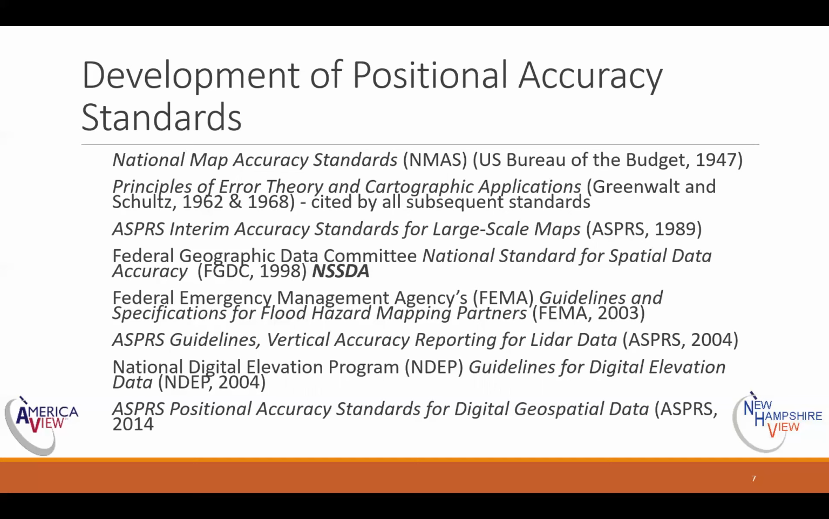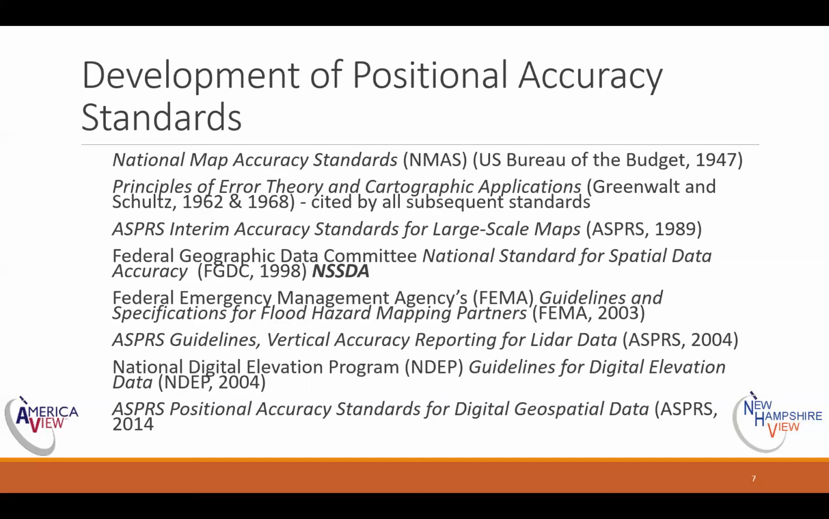I don't know if you're familiar with the American Society for Photogrammetry and Remote Sensing, but a large professional society dealing with geospatial data. And back in 1989, they got together and came up with some interim accuracy standards for large-scale maps. And so a lot of what Greenwald and Schultz and others had done were for maps of smaller scale, 1 to 100,000 or 1 to 250,000, something like that. And ASPRS was looking at larger scale maps, so 1 to 24,000 and larger. So lots of detail covering smaller areas.